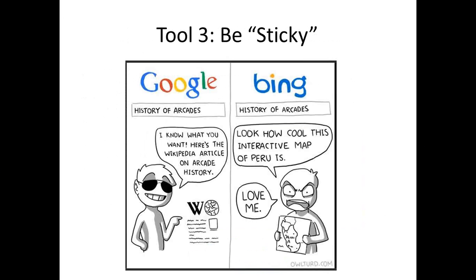Third, be sticky. I'll let you look at that first for those who can't see or can't make that out. This is from The Oatmeal. It's a website. Really, why Google has two-thirds of search results is because they are relevant. So when you type in "history of arcades," Google says, I know what you want. Here's a Wikipedia article on arcade history, whereas Bing, maybe you've experienced this yourself: look how cool this interactive map of Peru is.